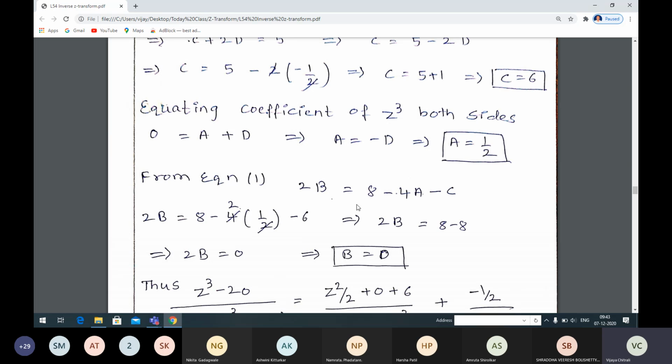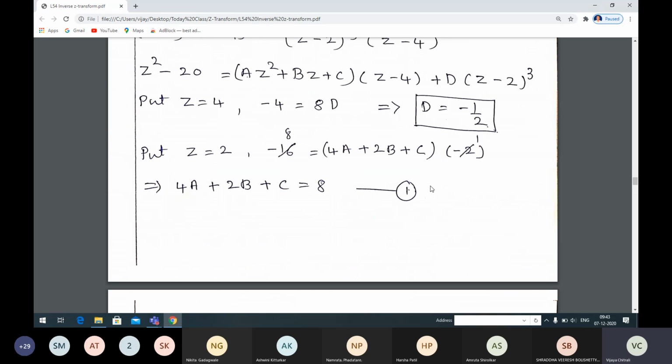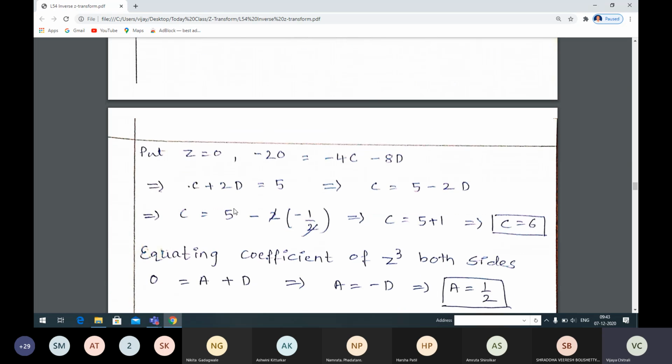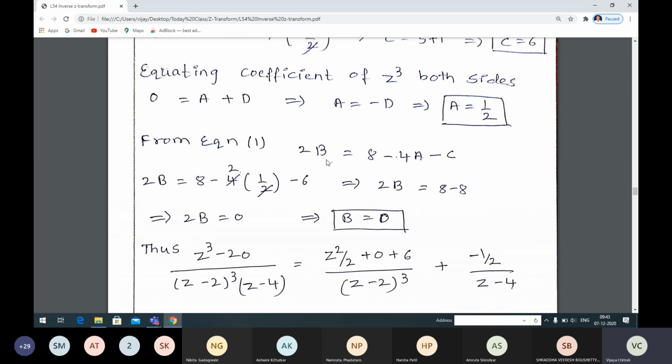Now from equation 1, so this is equation 1, right? From equation 1, we can find b here, because we know what a is and we know what c is. So we can find b very easily, right? a is 1 by 2 and c is 6. So substitute and simplify, we will get the value of b very easily. So let us find. From equation 1, 2b is equal to 8 minus 4a minus c, right? What is a? Substitute. What is c? Substitute. So 2b is equal to 8 minus 4 into 1 by 2 minus 6.